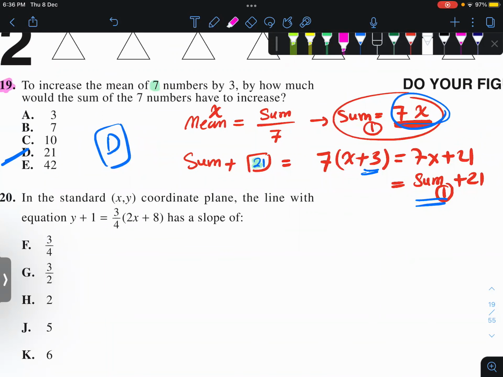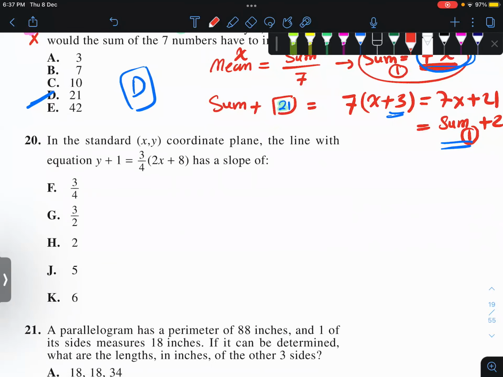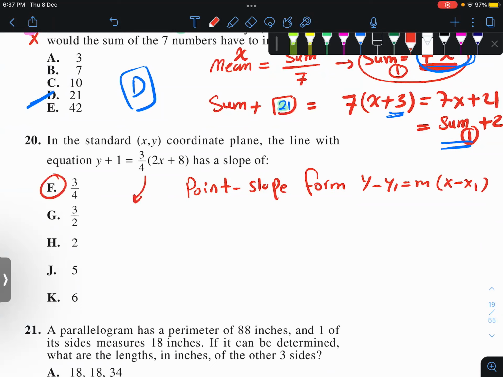No. Okay. So here, number 20: in the standard coordinate plane, the line with equation y plus 1 equals 3 over 4 times 2x plus 8 has a slope of what? Do you know it? It is y minus y1 equals m times x minus x1. So we have y minus 1 times m. The m is 3 over 4. So the answer is F, right?